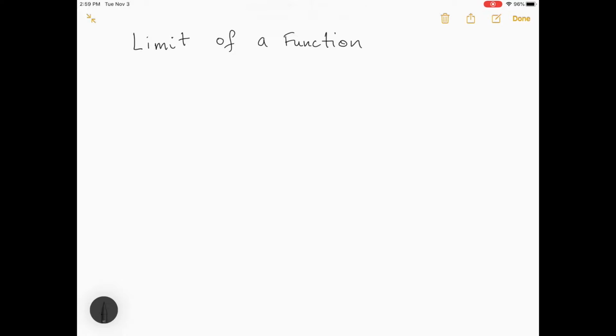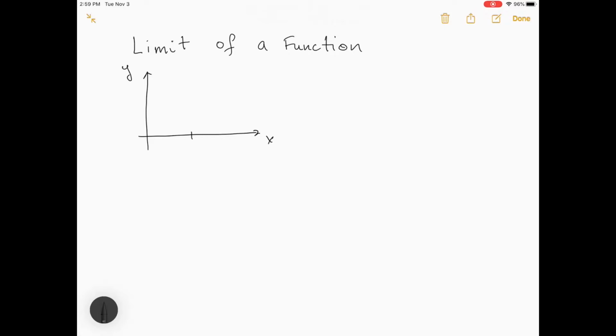Limit of a function refers to a value a function approaches at a certain point. So suppose I have a function, and I want to find what value it has at point x equal to 2. So I want to find the limit as x approaches 2 of f of x.